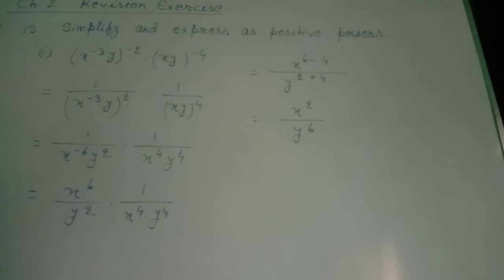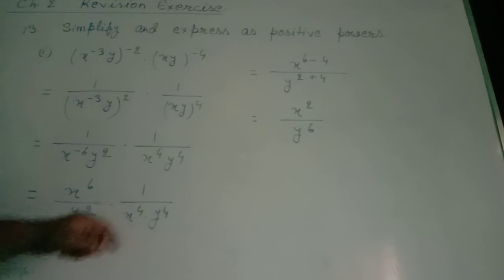One thing that is given in the question is to express this in positive powers, so I changed all the negative indices into positive. For that, the last one, that is x to the power minus 6, is also changed into x to the power 6, writing the reciprocal of 1 by x to the power minus 6. Now we are saying x to the power 6 by x to the power 4.